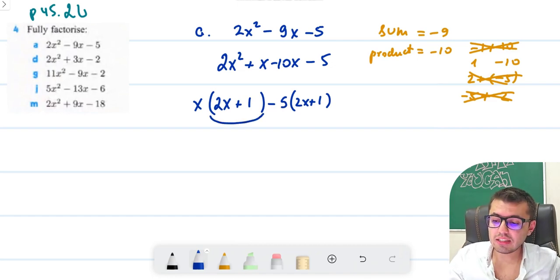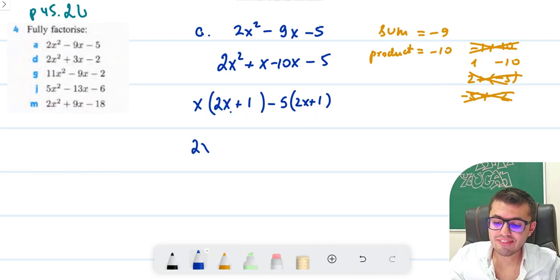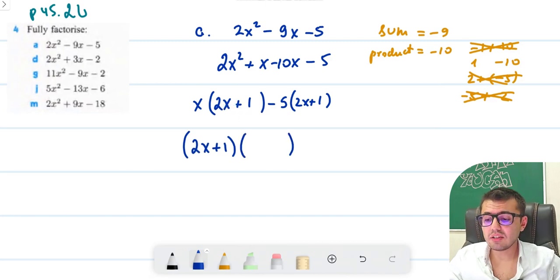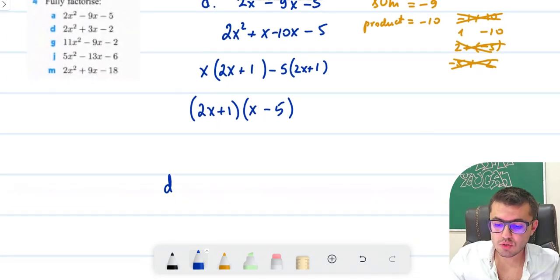And this is a really great thing, that I got the same brackets here. So I factor them out as well, and in the other bracket, I write down the coefficients of this bracket. So x minus 5. By coefficients, I mean what's in front of them, right? x minus 5. So that's a full factorization. I'm going to try to do the next one real quick.